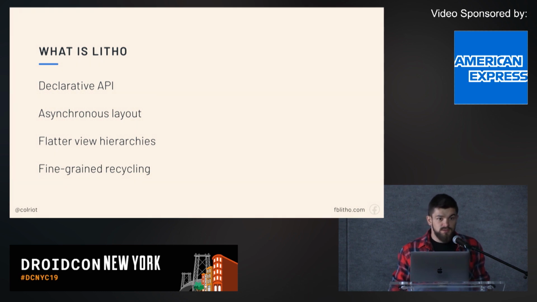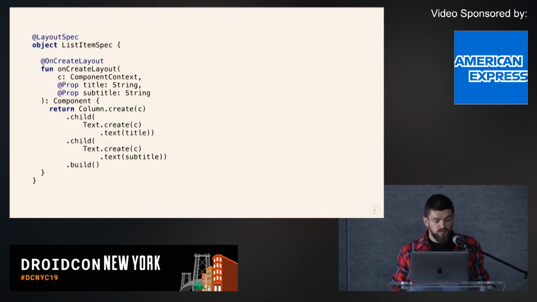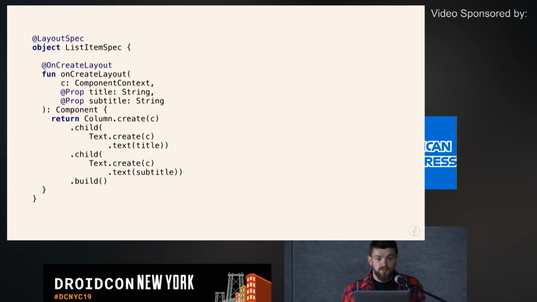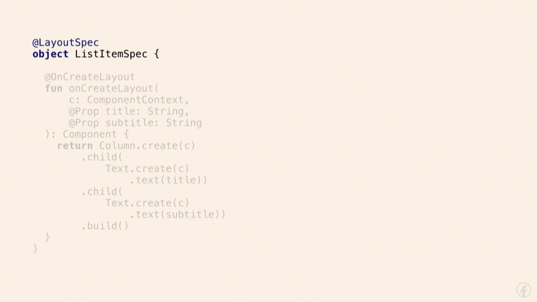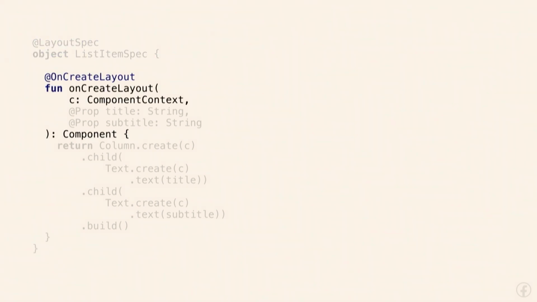So what does UI in Litho look like? Something like that. We need to declare a spec file in our project. The class itself will be annotated with a special annotation, LayoutSpec. The main method in this layout spec is onCreateLayout. That's the method responsible for really building your layout. This method should always get the component context as the first parameter, and always return a component. A component is the basic building block of Litho UI.